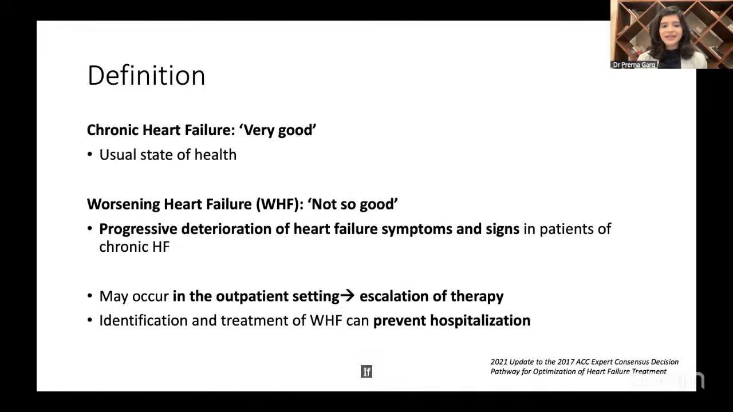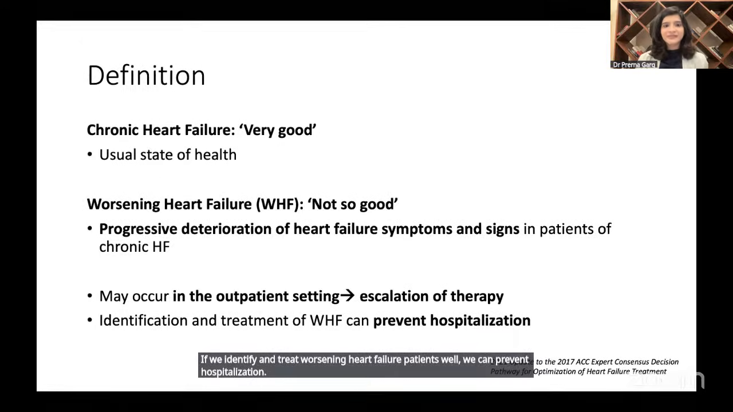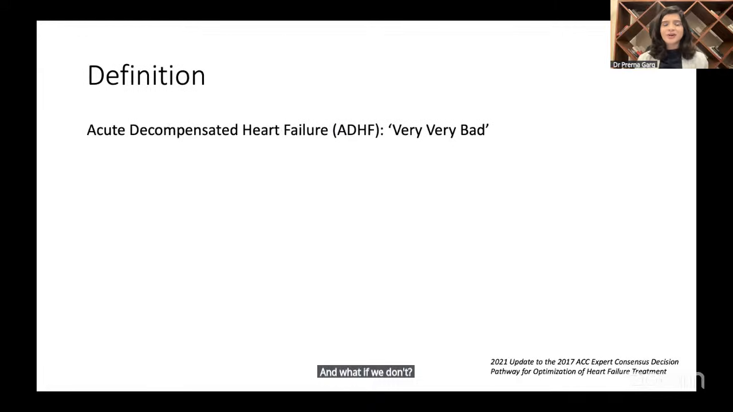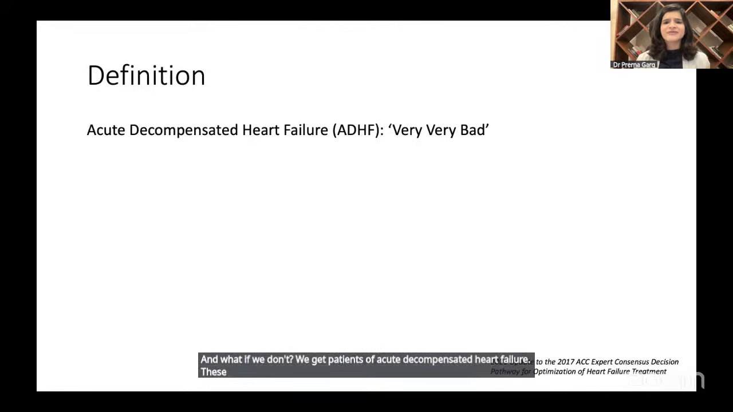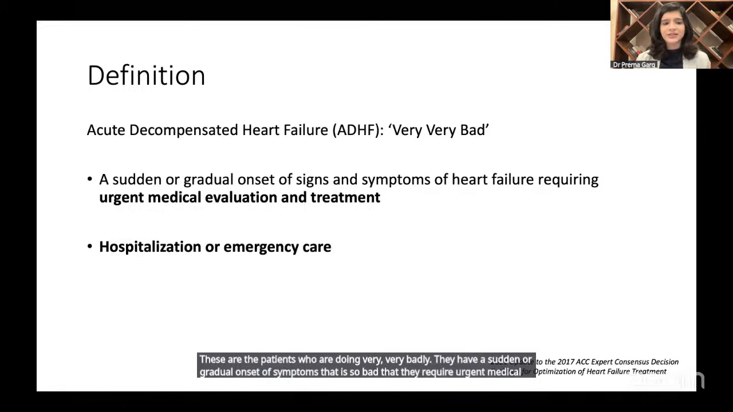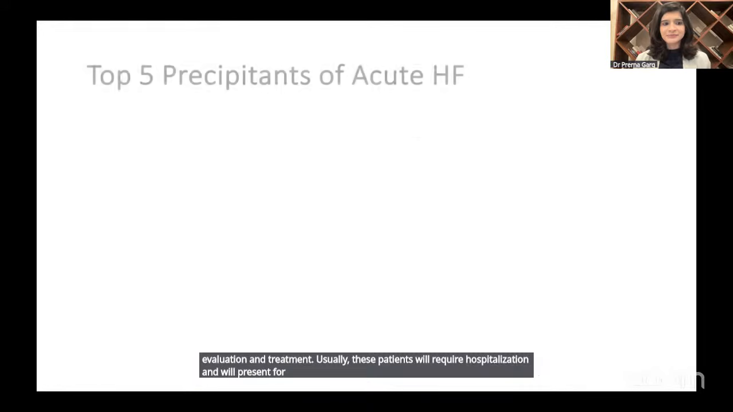If we identify and treat worsening heart failure patients well, we can prevent hospitalization. And what if we don't? We get patients of acute decompensated heart failure. These are the patients who are doing very, very badly. They have a sudden or gradual onset of symptoms that is so bad that they require urgent medical evaluation and treatment. Usually, these patients will require hospitalization and will present for emergency care.